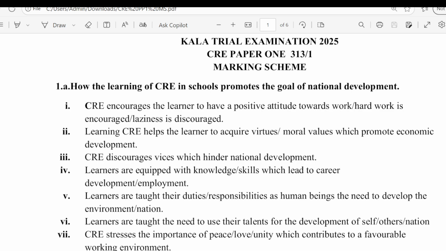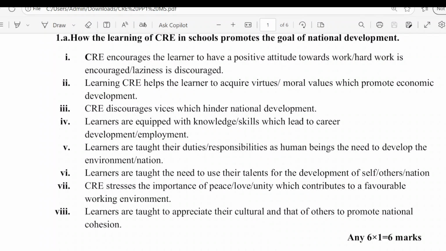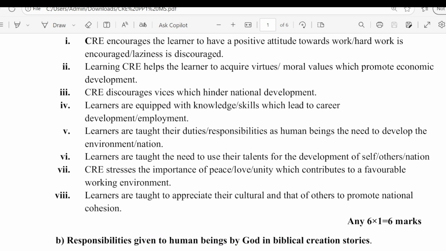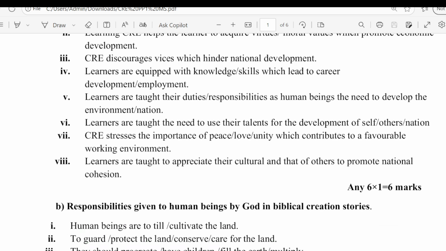Learning CRE helps the learner to acquire virtues and moral values which promote economic development. CRE discourages vices which hinder national development. Learners are equipped with knowledge and skills which lead to career development. Learners are taught their duties and responsibilities as human beings, the need to develop the environment, and the need to use their talents for the development of the nation. CRE stresses the importance of peace, love, and unity, which contribute to a favorable working environment. Learners are taught to appreciate their culture and that of others to promote national cohesion.